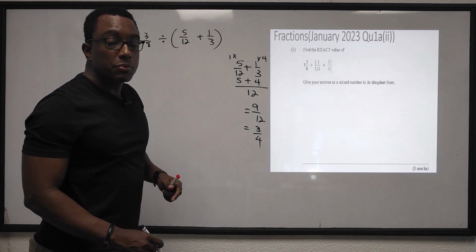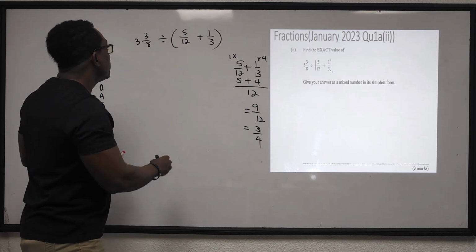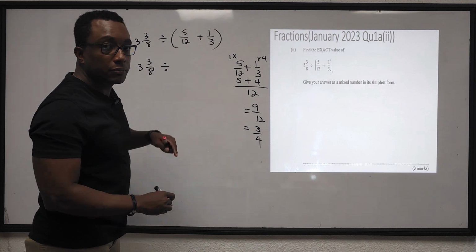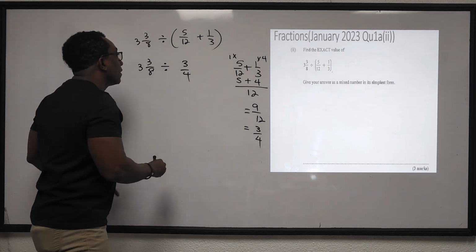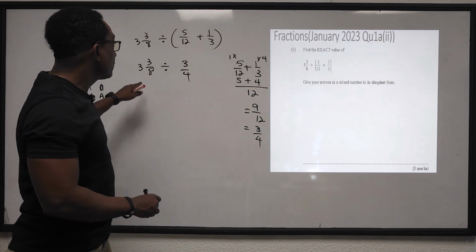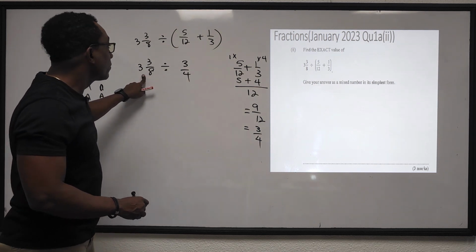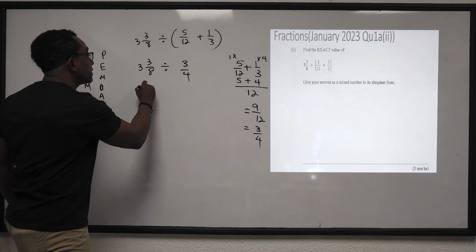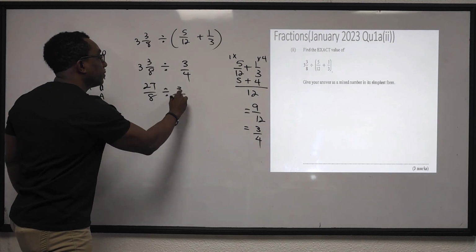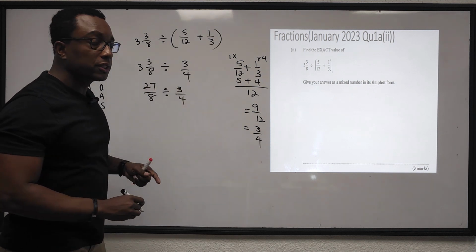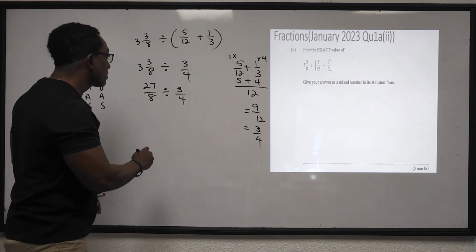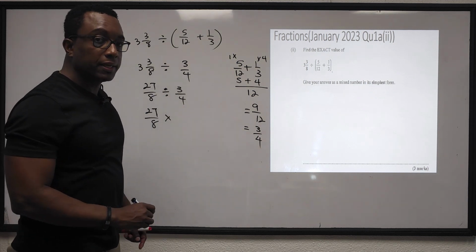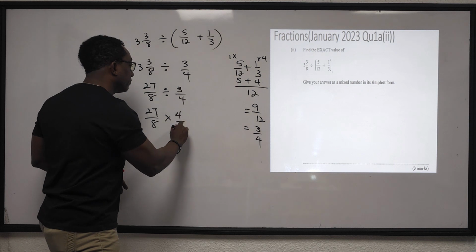But what we want to do is ensure that we maintain the order of the question. So this will be 3 and 3/8 divided by, maintaining that order, the result of what we got in brackets, which is 3/4. Of course, 3 and 3/8 is a mixed number, so we have to convert it to an improper fraction. 8 by 3 is 24, and 24 plus 3 will give us 27 all over 8, divided by 3 all over 4. In dividing two fractions, we always leave the first fraction as is. So this is 27 over 8. We change our division operation into a multiplication operation, and we invert the second to get 4 over 3.